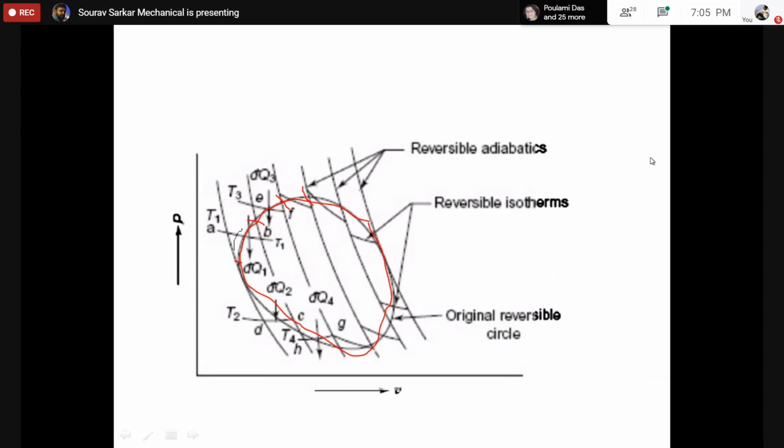So this is one process. This is another process. This is another process. This is another process. This is another process. So what I'm doing, I'm segmenting the whole cycle into small processes. And after that, each process is being replaced by 2 adiabatic processes and 1 isothermal process, following the previous hypothesis.